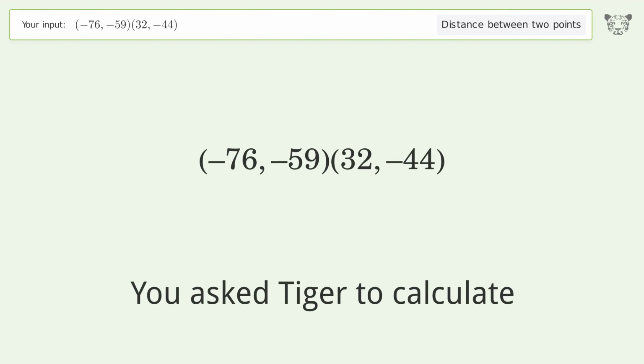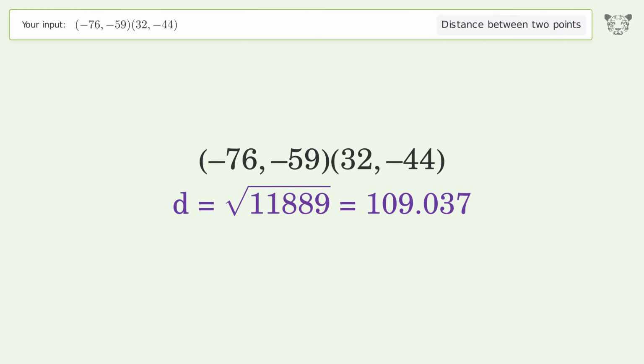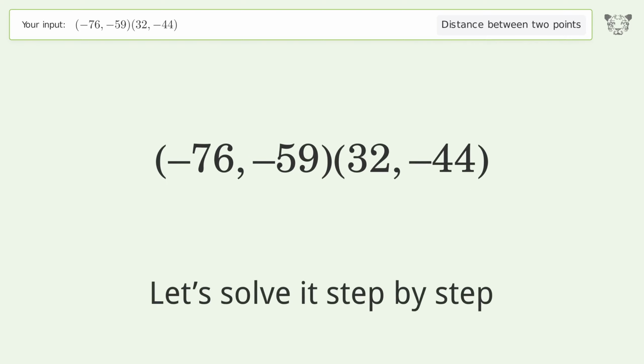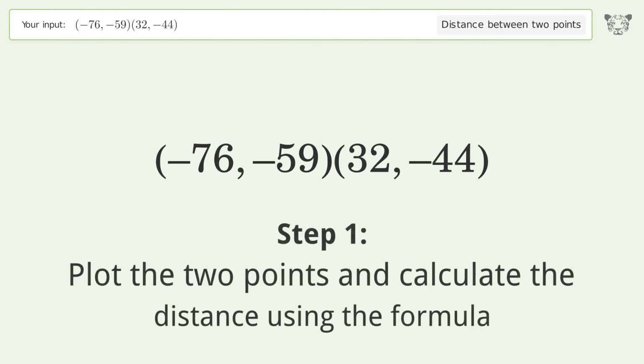You ask Tiger to calculate. This deals with the distance between 2 points. The distance between the 2 points is the square root of 11,889, or 109.037. Let's solve it step by step. Plot the 2 points and calculate the distance using the formula.